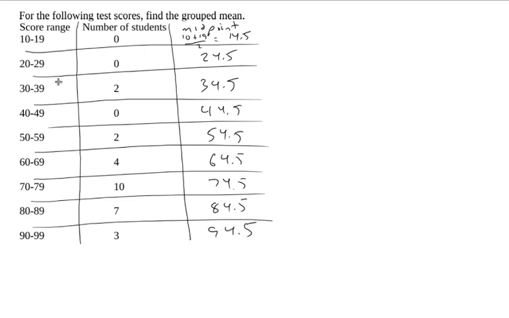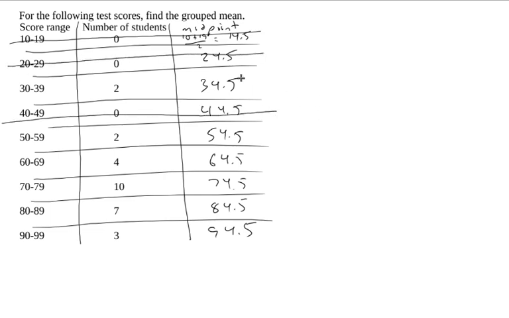So now that I have the midpoints of each of these score ranges, I'm going to represent all the data as just that one value. And there weren't any students that had a score within this first range, so I'm just going to ignore these ones, ignore those ones, and ignore those ones. So let me just scratch these off so they're out of the way. Alright, so ignoring those things, I'm going to figure out my grouped mean.